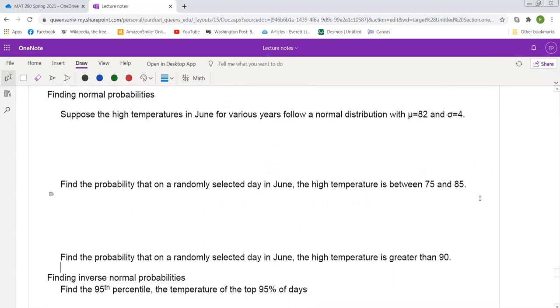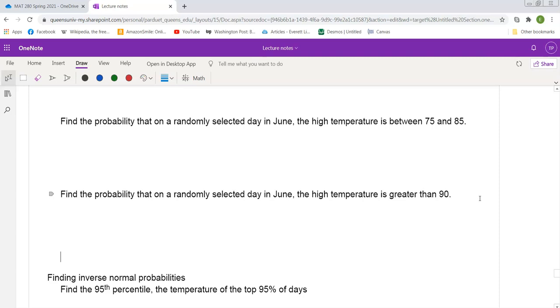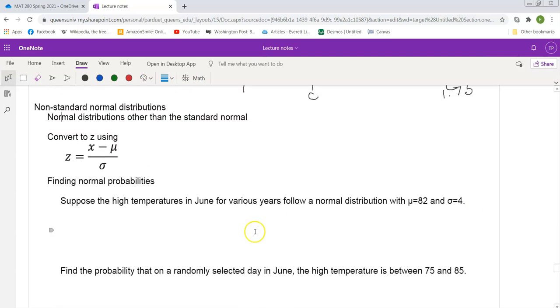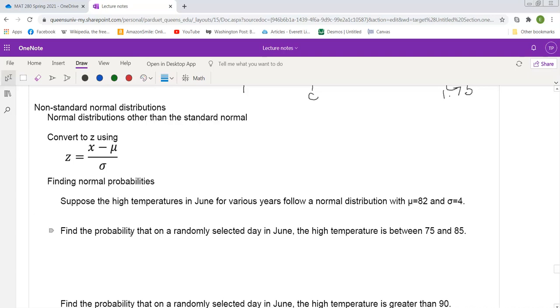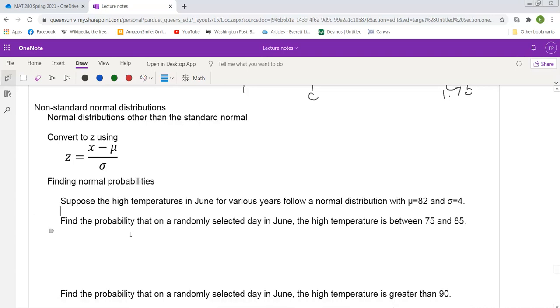On all of these, we're going to be using the conversion that we've talked about before, where the relationship between x and z is x minus mu over sigma. So on all of these problems, we're going to use the example that high temperatures in June follow a normal distribution with a mean of 82 degrees and a standard deviation of 4 degrees.